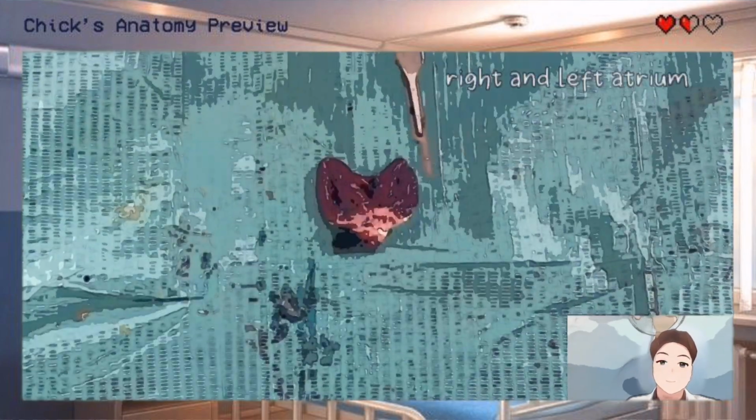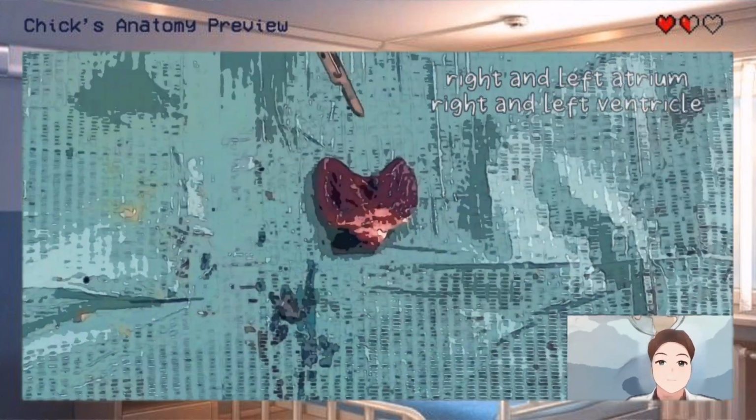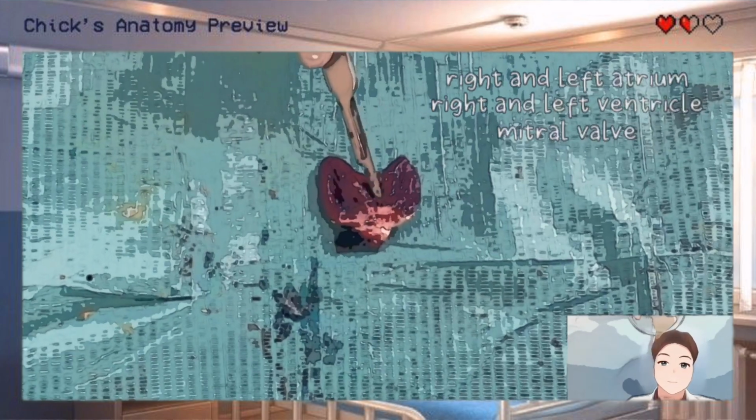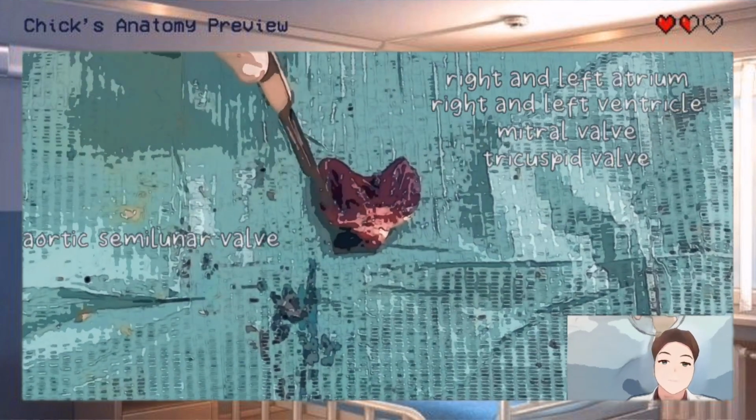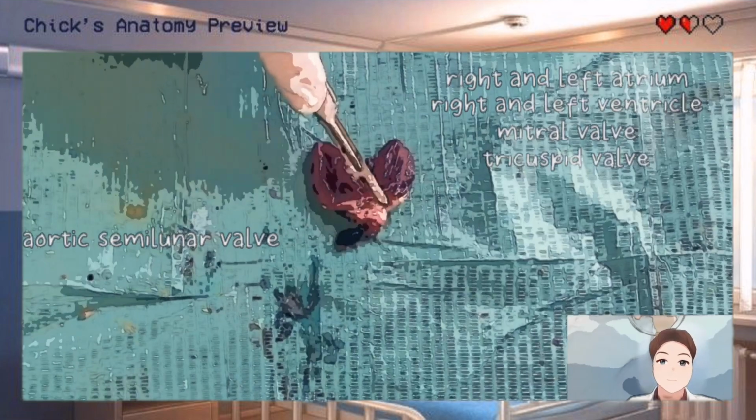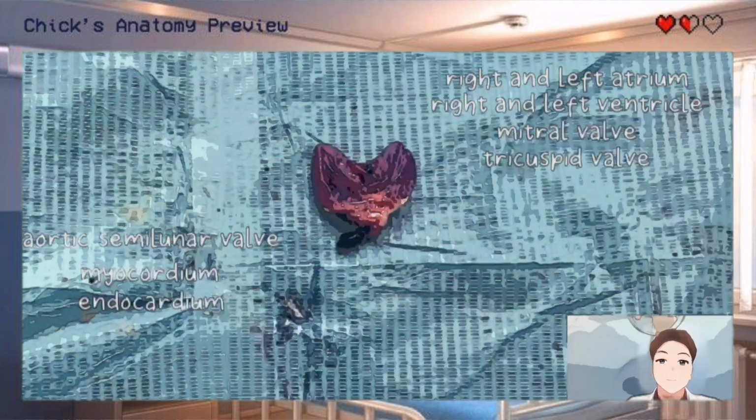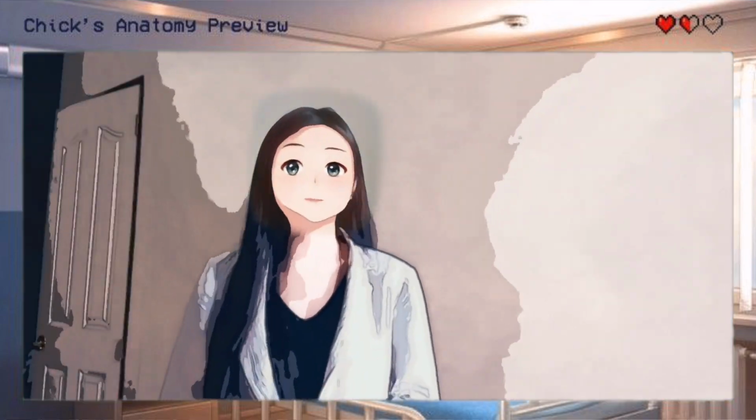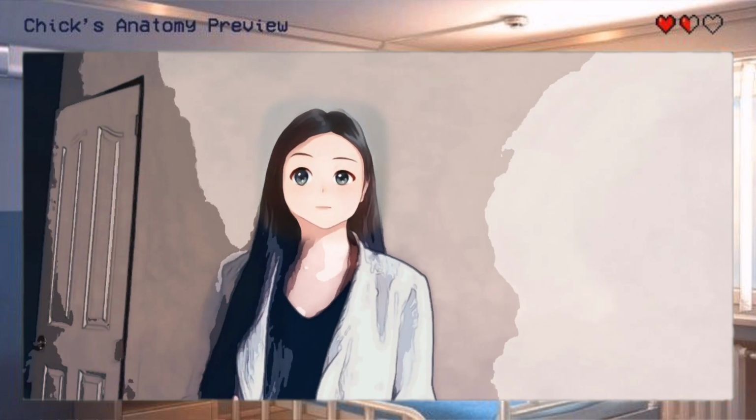Now that we have successfully divided the heart into its posterior and anterior parts, we can now distinguish the right and left atrium, the right and left ventricle, mitral valve, tricuspid valve, aortic semilunar valve, pulmonary semilunar valve, myocardium, and endocardium.